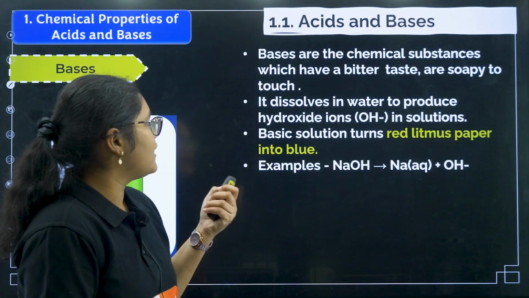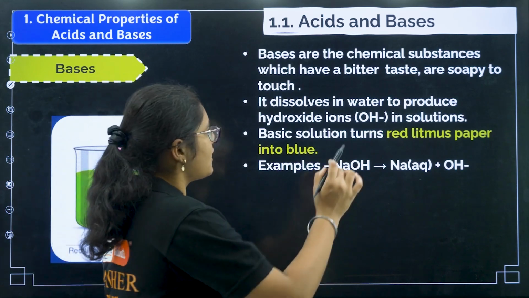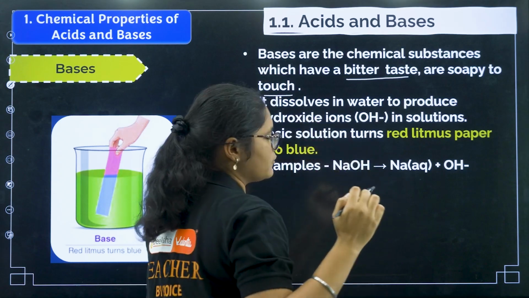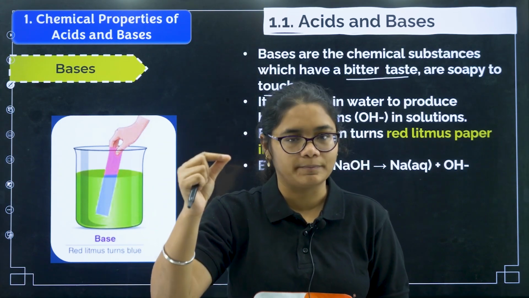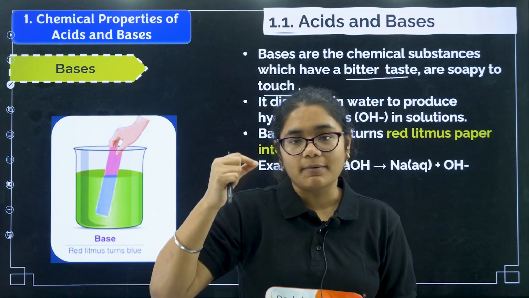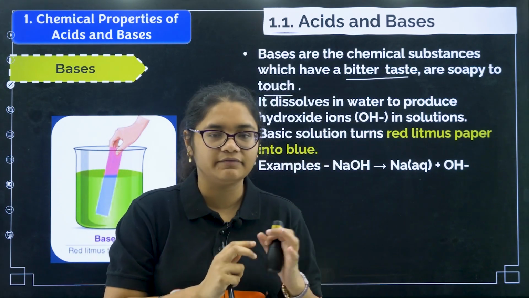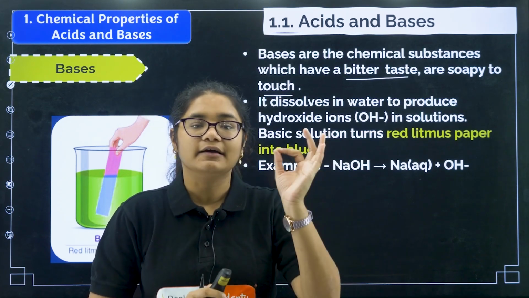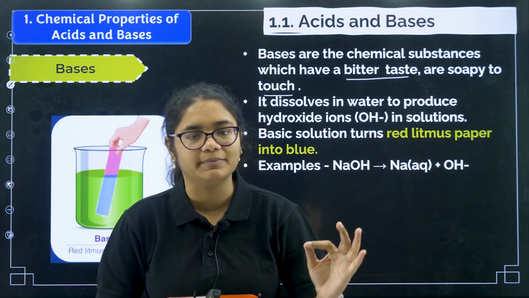Next we'll define bases. Bases are chemical substances which have a bitter taste and are soapy to feel. They are generally bitter in taste and the texture can be soapy. Now, how can you identify a base? For acids, blue litmus turns red, and for bases it is the opposite. Red litmus turns blue in the presence of a base solution.